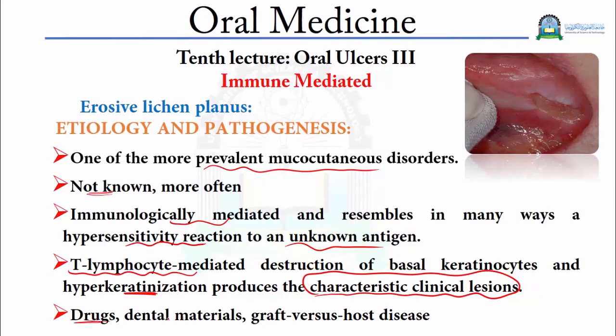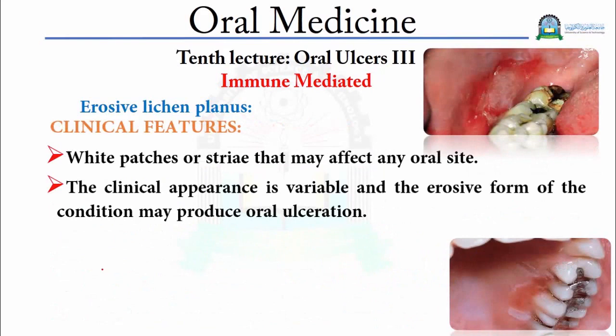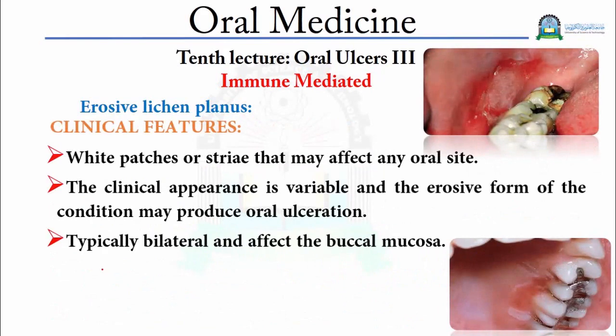Drugs and dental materials, as well as graft-versus-host disease, can be associated with erosive lichen planus. Clinically, lichen planus appears as white patches or striae that may affect the oral tissues at any oral site. The clinical appearance is variable, and the erosive form of the condition may produce oral ulcers. So in the oral ulcerations we'll talk about erosive lichen planus as an ulcerative lesion.